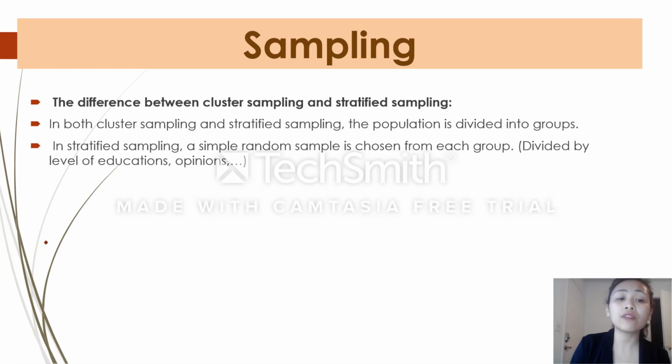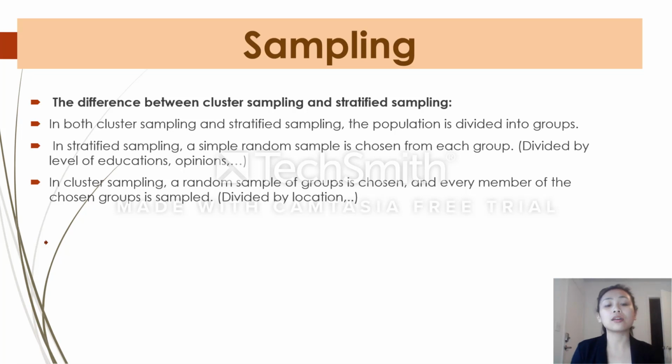And usually in stratified sampling, the groups are divided by level of education and opinions. In cluster sampling, a random sample of groups is chosen, and every member of the chosen group is sampled. And usually the groups are divided by location. So that is the difference between cluster sampling and stratified sampling.